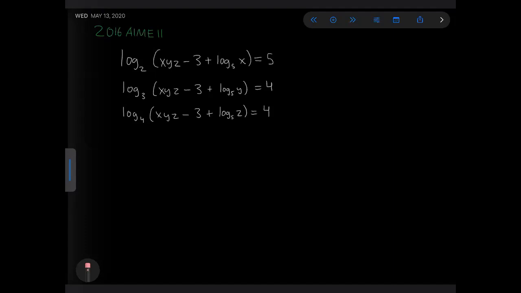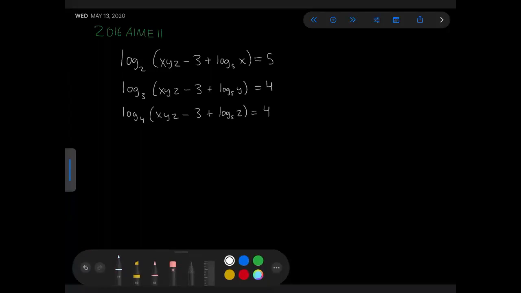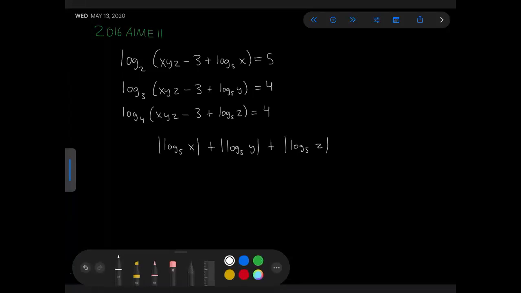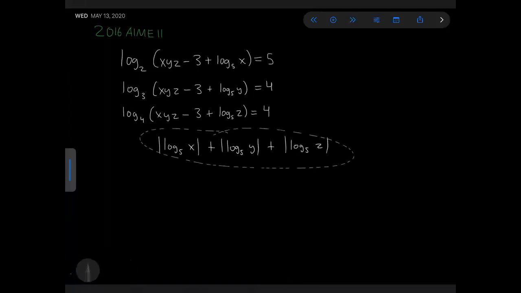Naveen, can you be a little more clear on what the problem's asking? Oh, yeah, sorry. Don't know why that's there. So the question is to find the value of log 5x plus log 5y plus log 5z. Yeah, that should have been included there. Great, and awesome.